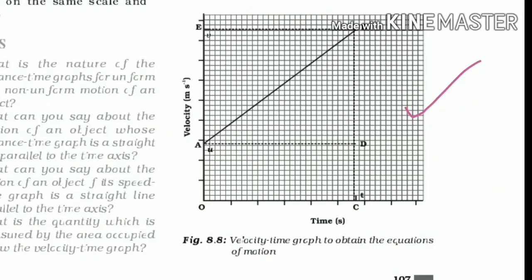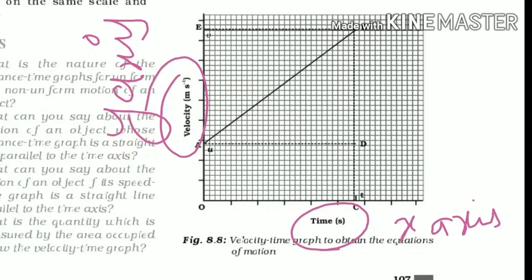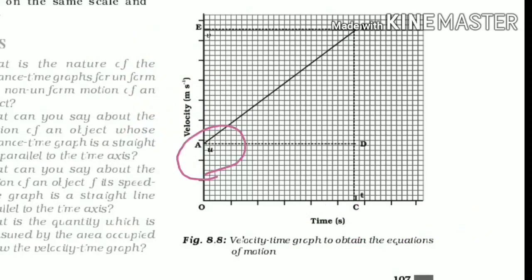We will consider that an object moves under uniform acceleration like this graph. Students, look at this graph very carefully. Time is along the x-axis and velocity is along the y-axis. Initial velocity of the object is u, that is at point A. This is the graph of the motion of the object. Final velocity is represented by v.